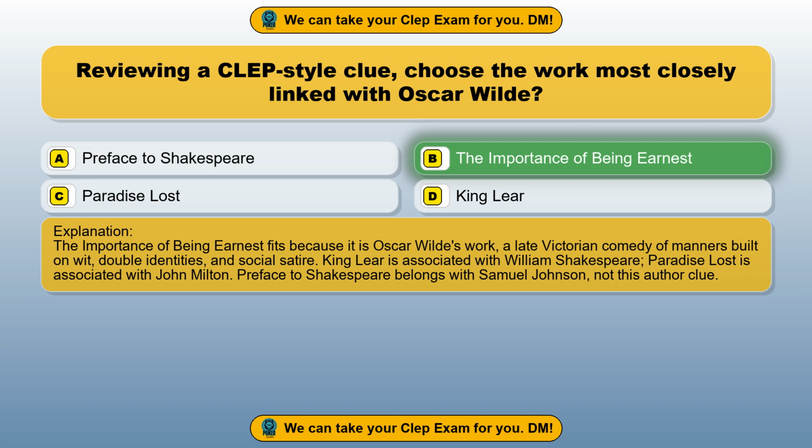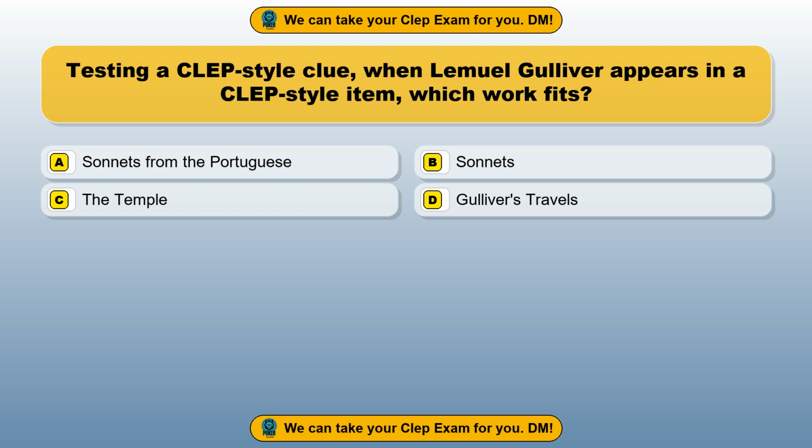King Lear is associated with William Shakespeare. Paradise Lost is associated with John Milton. Preface to Shakespeare belongs with Samuel Johnson, not this author clue. Question 94. Testing a CLEP-style clue. When Lemuel Gulliver appears in a CLEP-style item, which work fits?